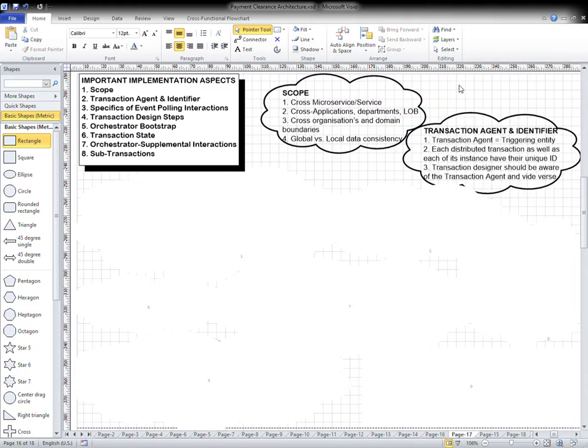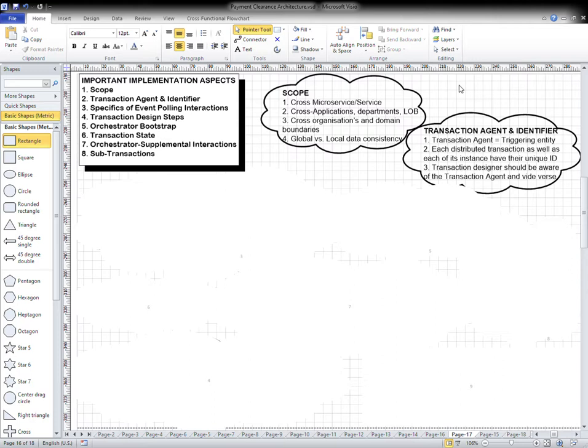A transaction agent is an entity which triggers the transaction. It may be an API call, it may be an event push or event pull mechanism, but there is always an entity which acts and either sends the API call or fires events.